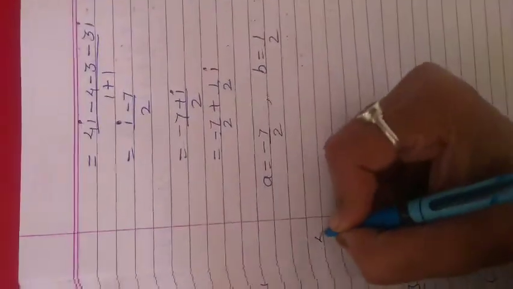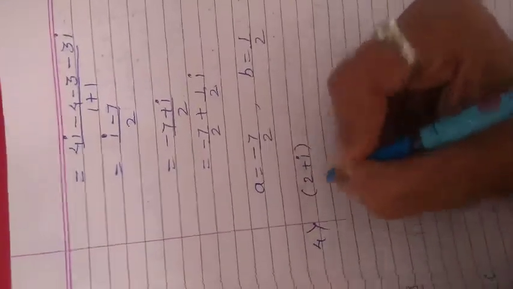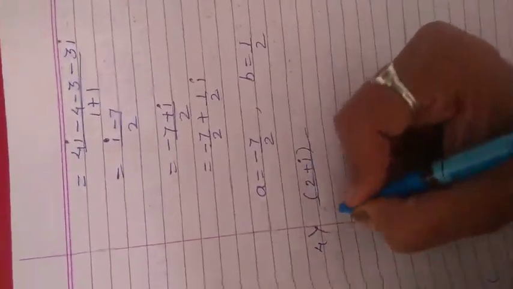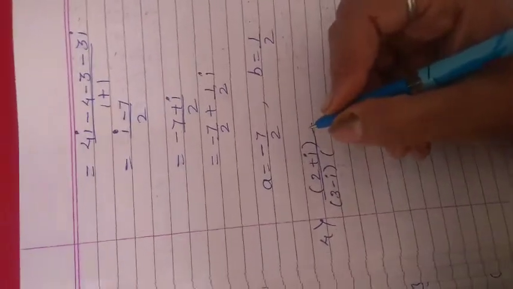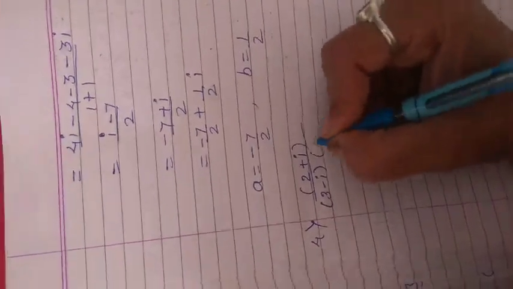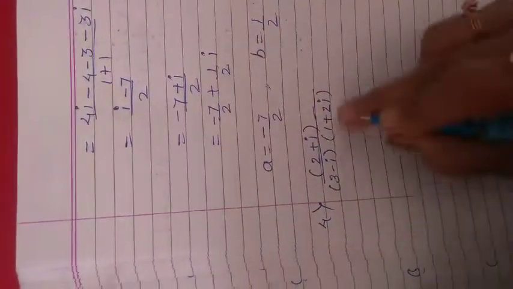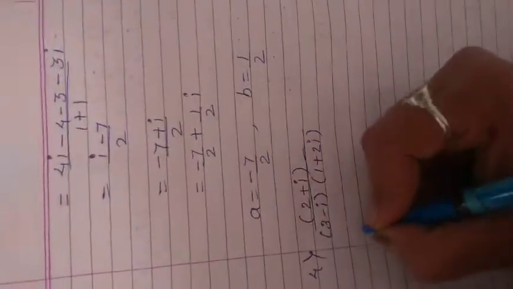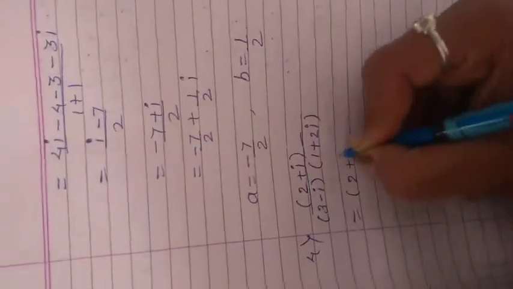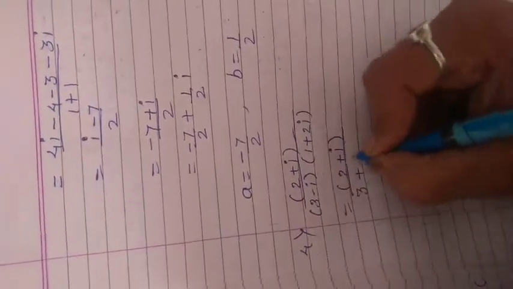So this is of the form a plus ib. Now the fourth one, 2 plus i and in the denominator 3 minus i, and in the second bracket 1 plus 2i. So again first of all we will solve the denominator and then after solving we will take the complex conjugate of that bracket. So 2 plus i, and in the denominator 3 into 1 means 3, 3 to the 6i.